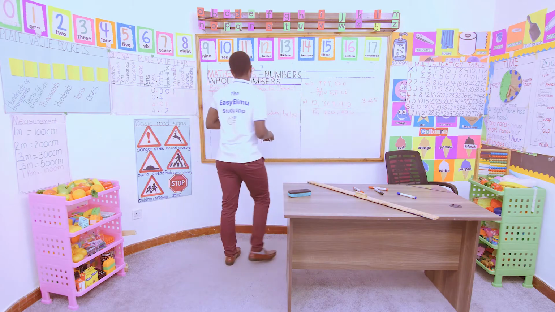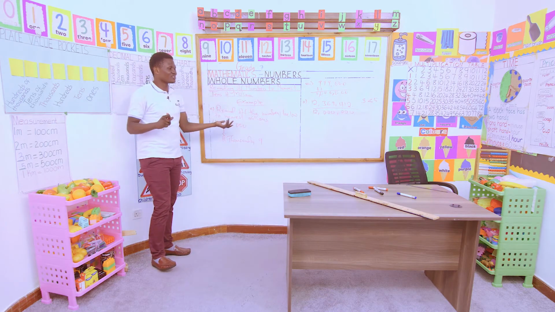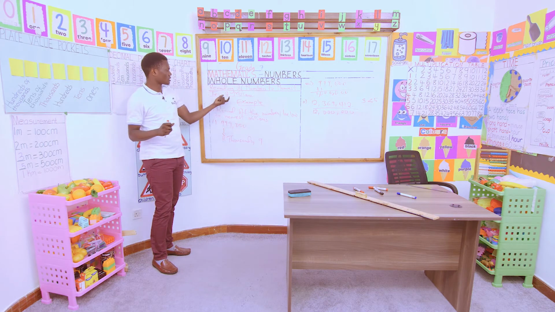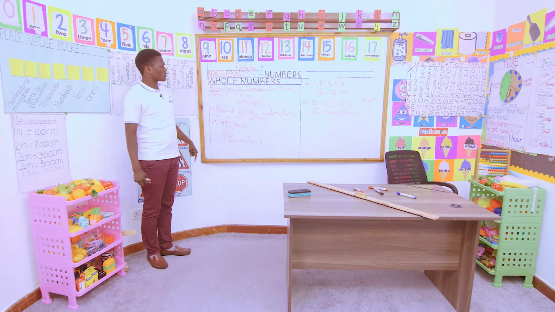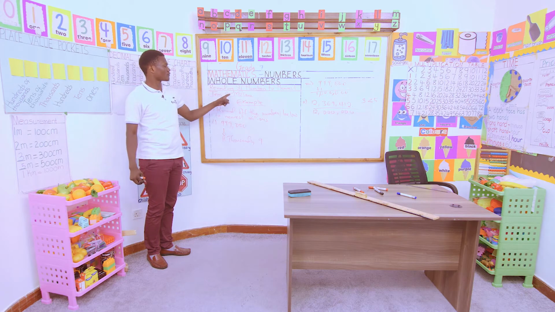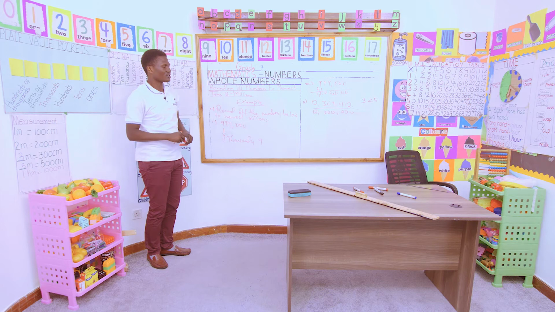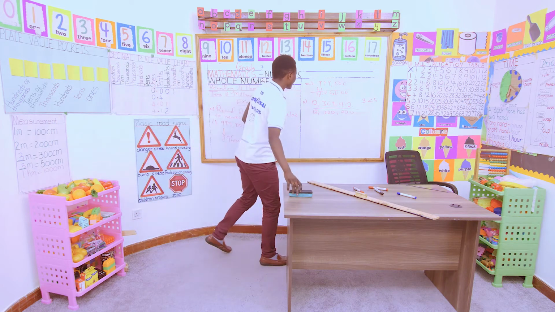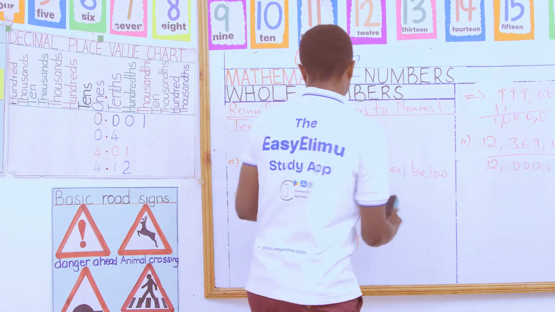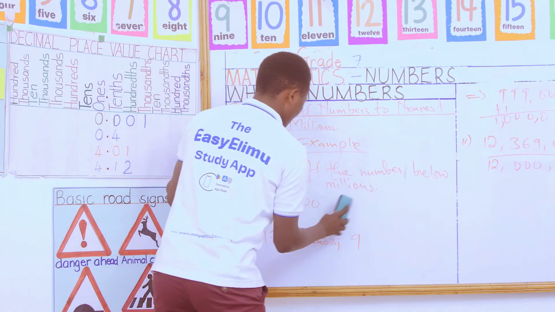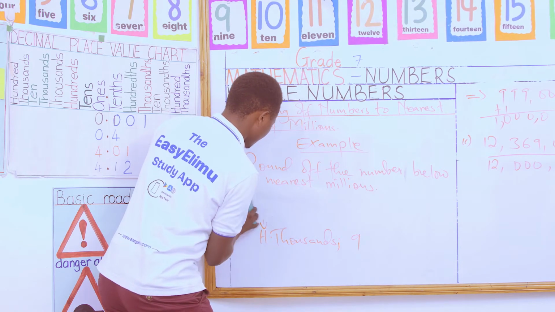So that was on how to round off numbers to the nearest millions. But our topic is talking about tens of millions. So how then do we go about rounding off numbers to the nearest tens of millions? Let us look at an example.